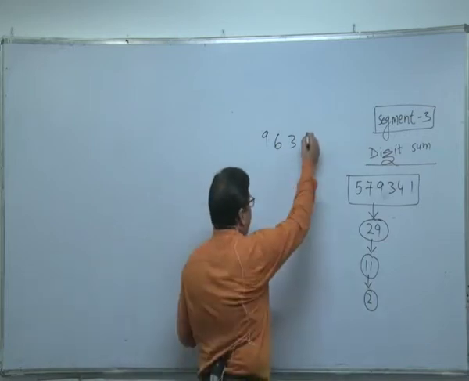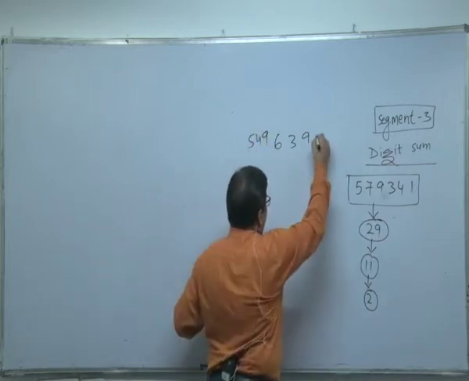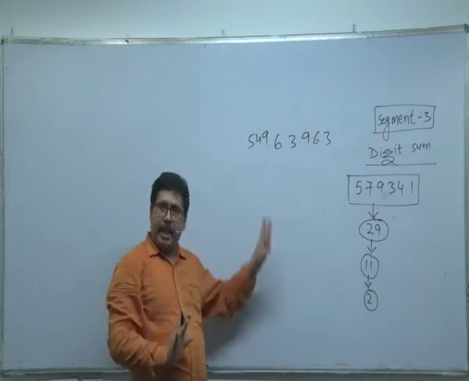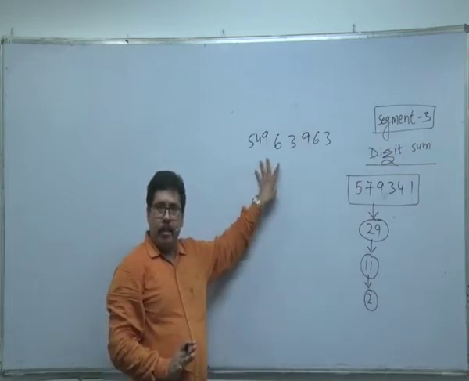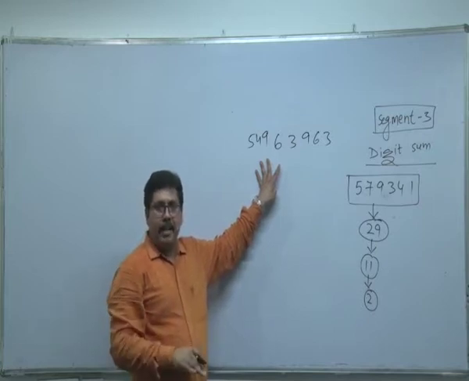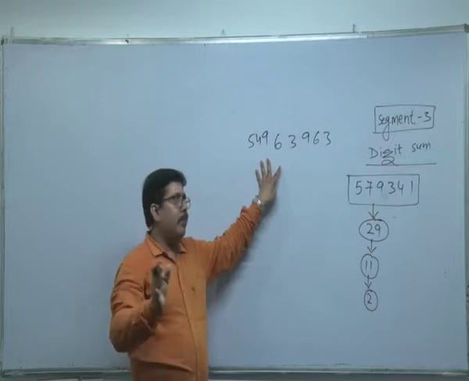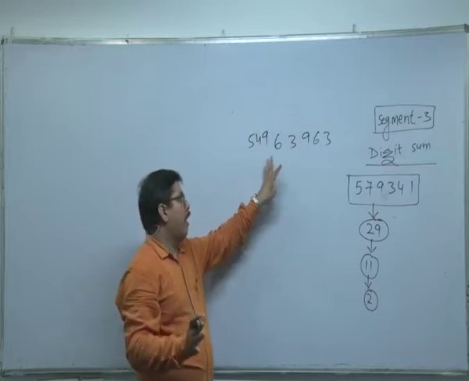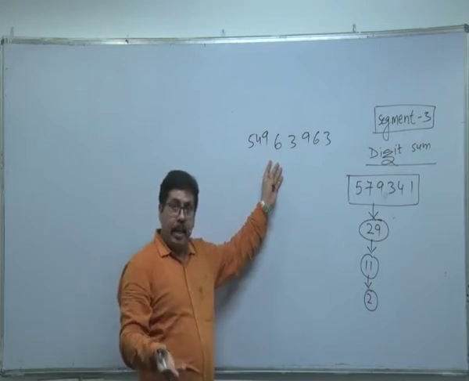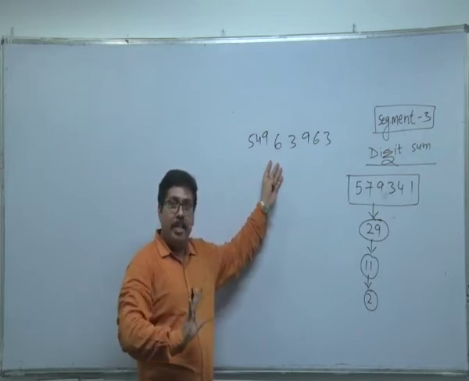If I add 9 here, 9 here, and 9 here, does it make any difference? My number is still multiple of 9, so digit sum is still 9. So whatever be the number of times we have 9 or group of digit whose sum of the digit is 9, it will not impact your digit sum.